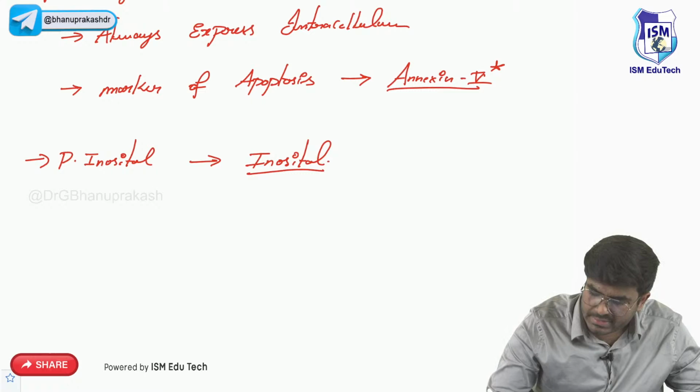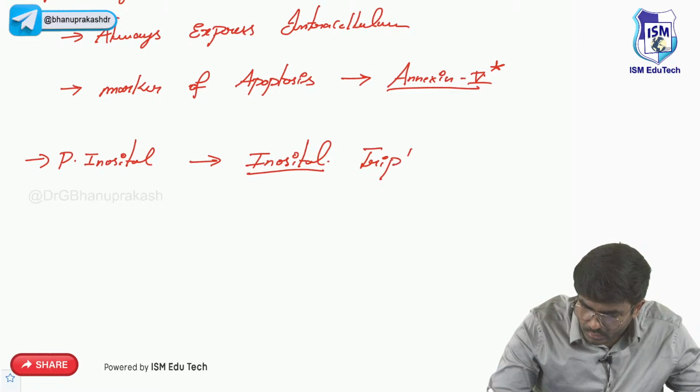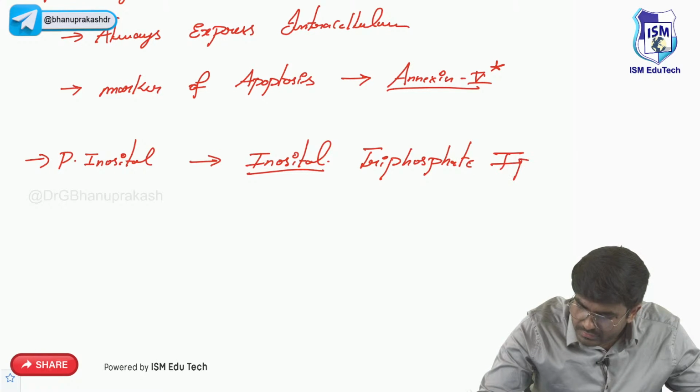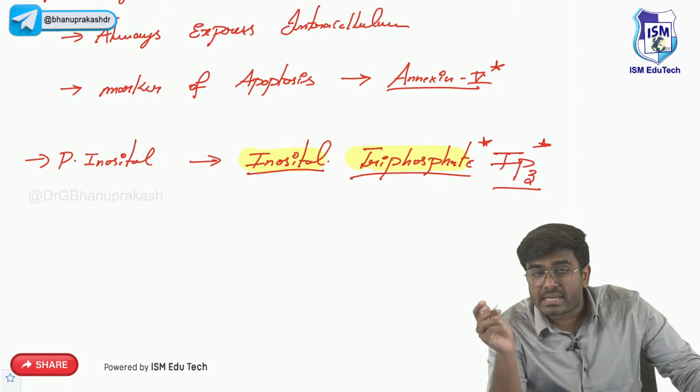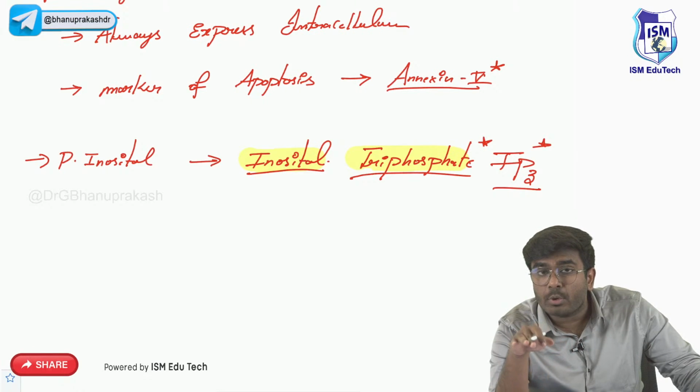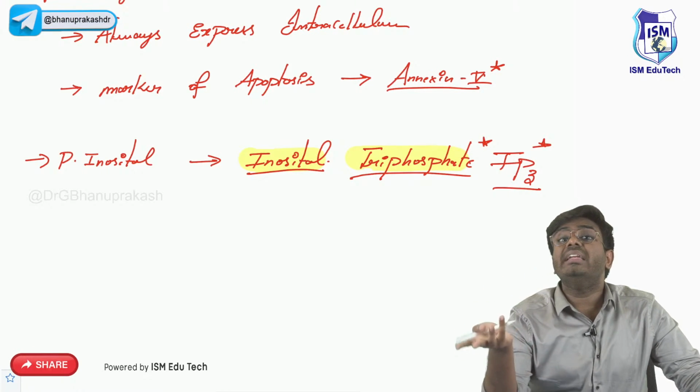All these names are important, guys. Inositol triphosphate. Just remember this word, IP3, phosphatidylinositol, also called inositol triphosphate. Why? Because whenever we discuss the proteins, right now we are discussing the lipids. Whenever we discuss the proteins, then I will integrate.